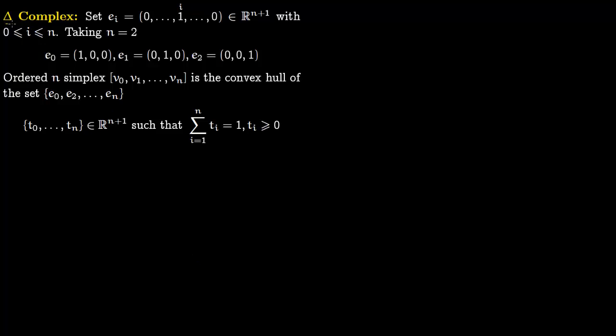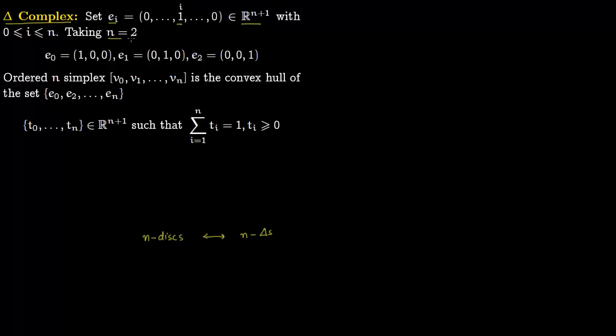So a delta complex is nothing but an analog of a CW complex. In a CW complex you consider n-disks; in a delta complex you consider n-triangles. First you start with unit vectors: at the ith position you have 1, which lies in R^(n+1).